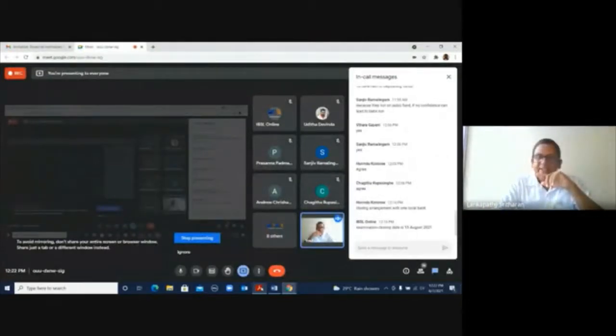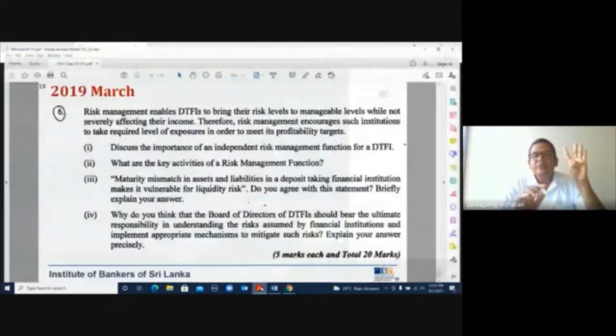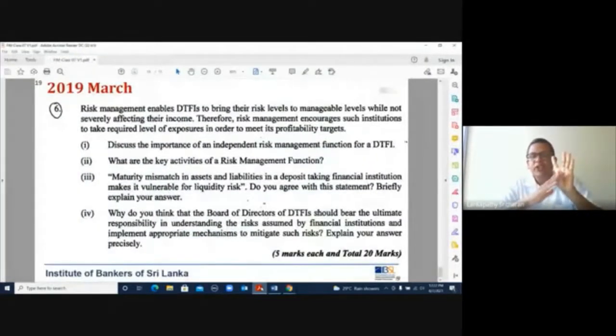Are you online? There are 4 functions in risk management. Come on, students, you'll have to go through this. Then and there, it's easy. There are risk management functions. There are 4: identify the risk, assess the risk, mitigate or control the risk, and monitor the risk. These 4 activities are the key activities of risk management functions.